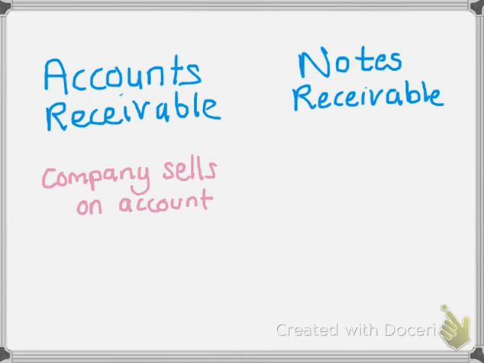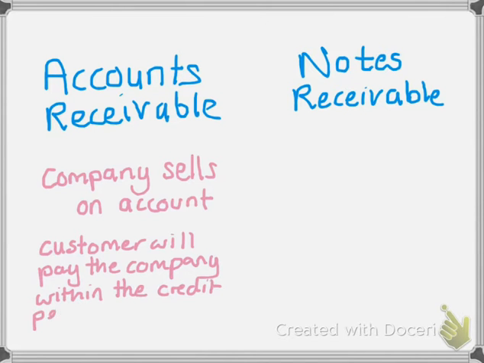So let's say company A sells something on account to company B. Well, company A has an amount that they are waiting to receive from company B just because they've sold something on account or on credit. When things are sold on account, it's typically 30 days, 45 days, or sometimes even 15 days credit terms. So the customer will pay within the credit period. There's no interest involved. It's just extending credit as courtesy because it's typically a repeat customer. So accounts receivable represents amounts that a company is waiting to receive from its customers.